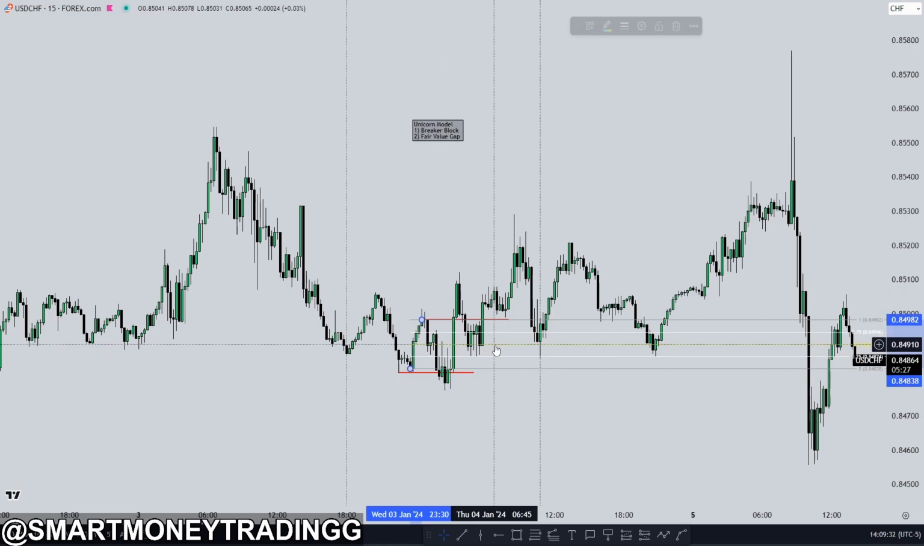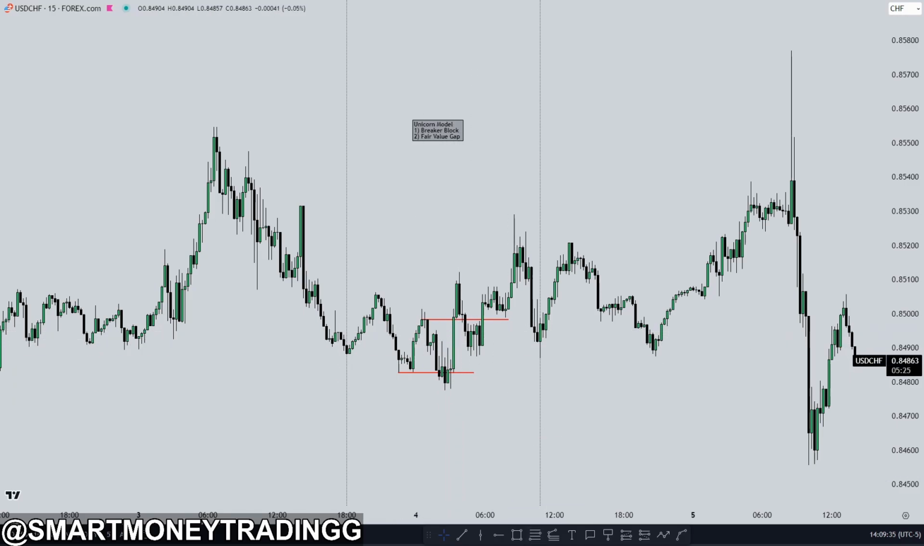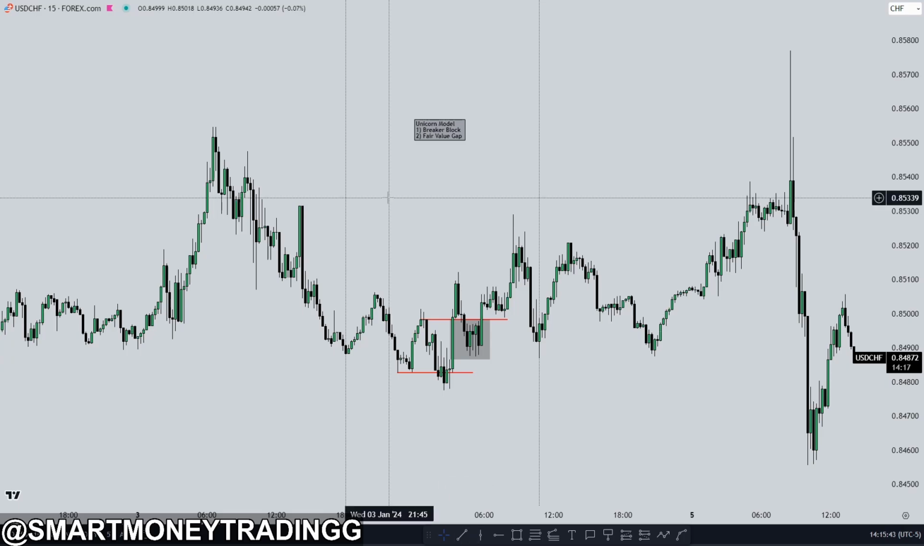But other than that, you can see the breaker got respected, and then we have a big fair value gap right here, and then eventually you can see we rallied all the way back up. As we were saying about the fair value gap in the breaker here, it wasn't as strong as you would expect it to be. You can add it to another arsenal, and that's what I usually do.